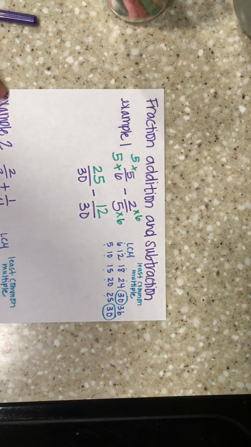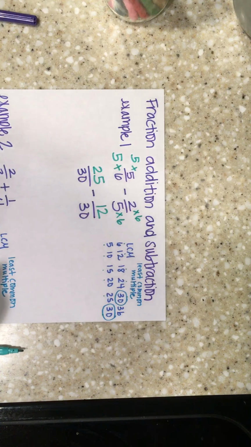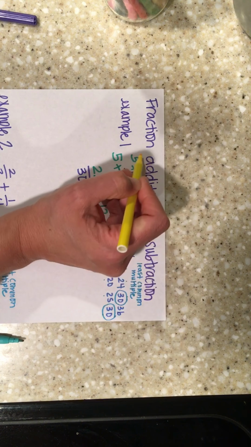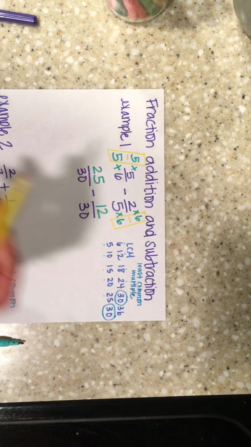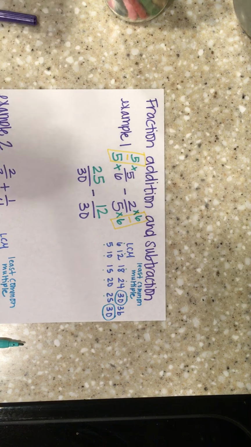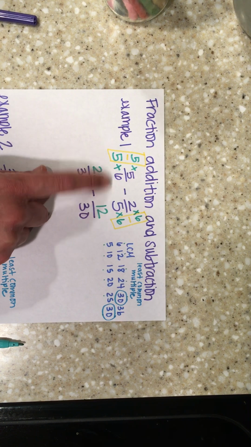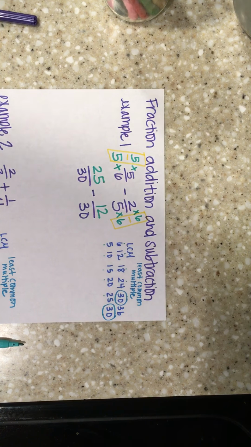The reason why we multiply both the numerator and the denominator by the same value is because really what we're doing is we're multiplying each fraction by 1. And anytime you multiply a fraction by 1, you keep the value the same, but what you're doing is changing the number so each fraction is cut into the same amount of pieces.